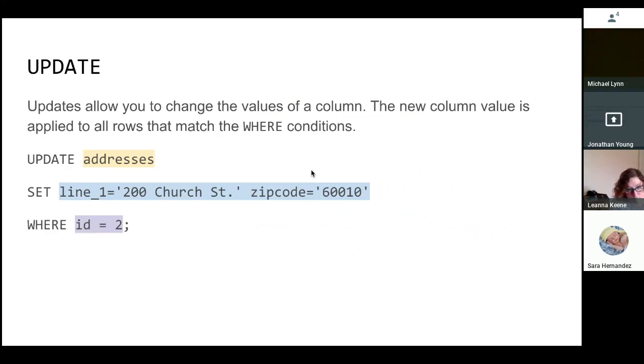Update is basically let's find something and then update a particular record. So I'm going to update the table name, and then I'm going to set line 1 equal to whatever and zip code equal to whatever where this particular thing is true.